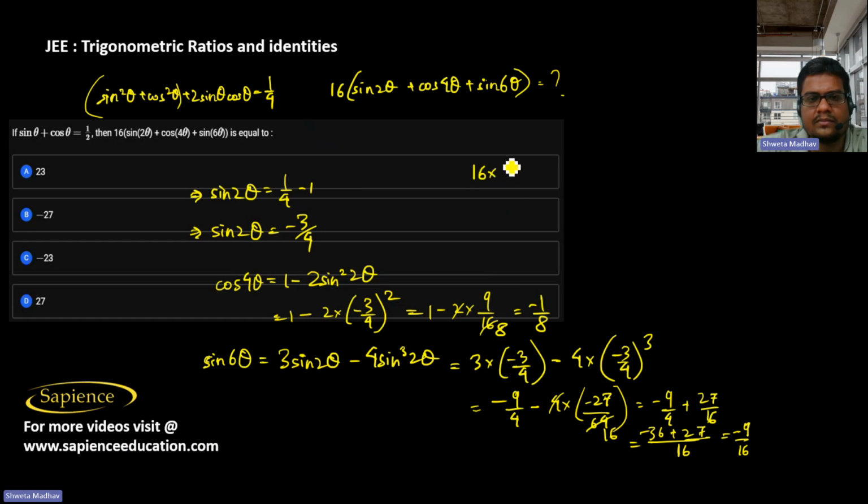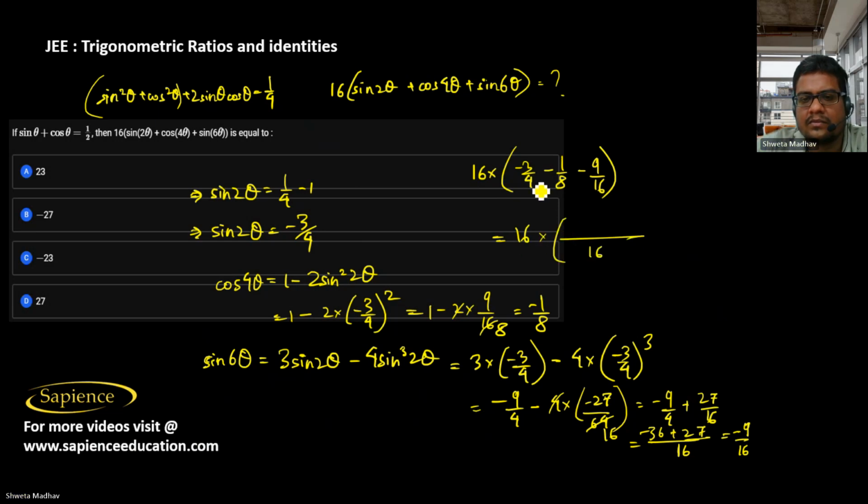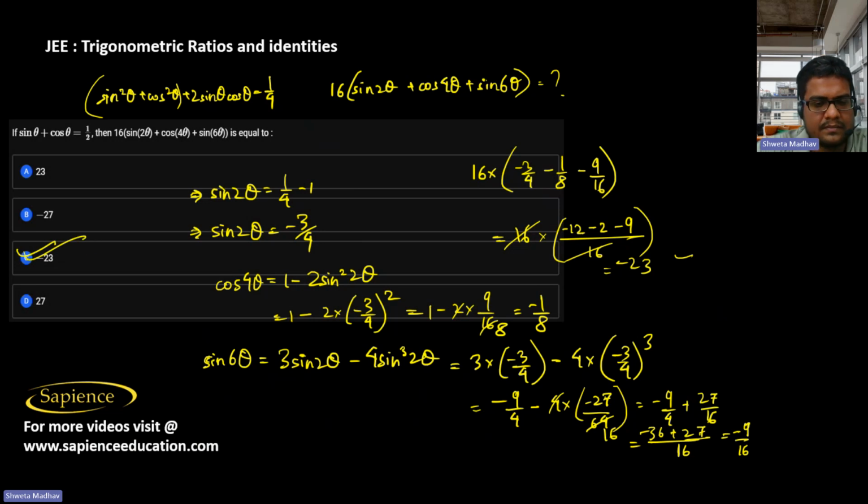So it is 16 into sin 2 theta, that is minus 3 by 4, cos 4 theta, that is minus 1 by 8, sin 6 theta, that is minus 9 by 16. So now if we take the LCM, that will be 16, and here four fours are 16, so 4 3s are 12, 8 2s are 16, 9. So 16 and 16 will cancel, so this will be minus 23. So minus 23 is the answer. So option C is the correct answer.